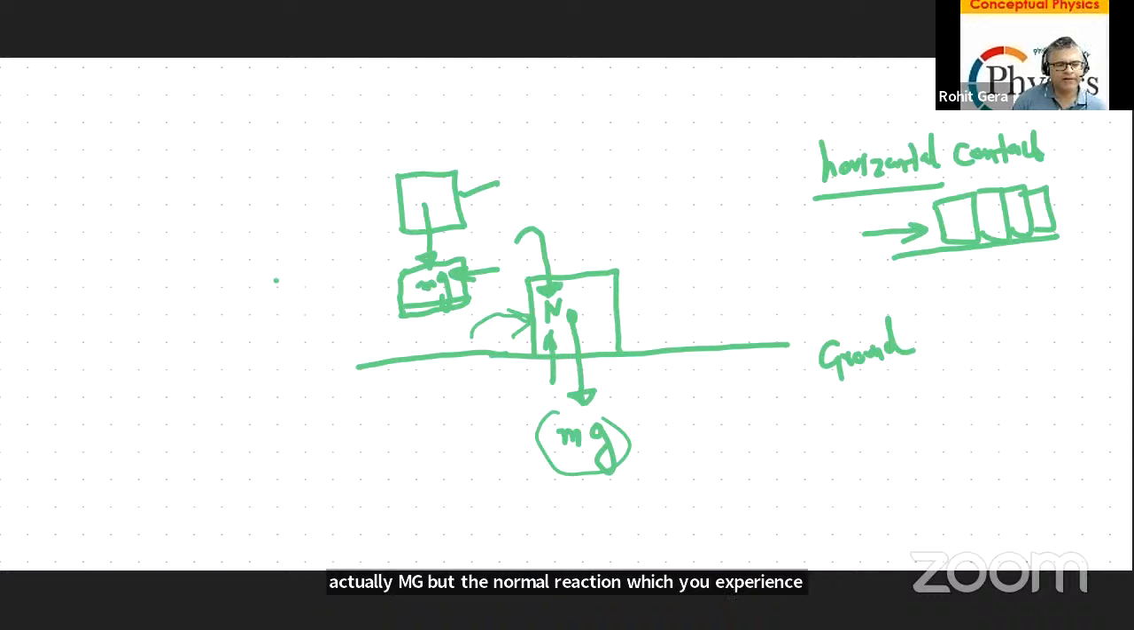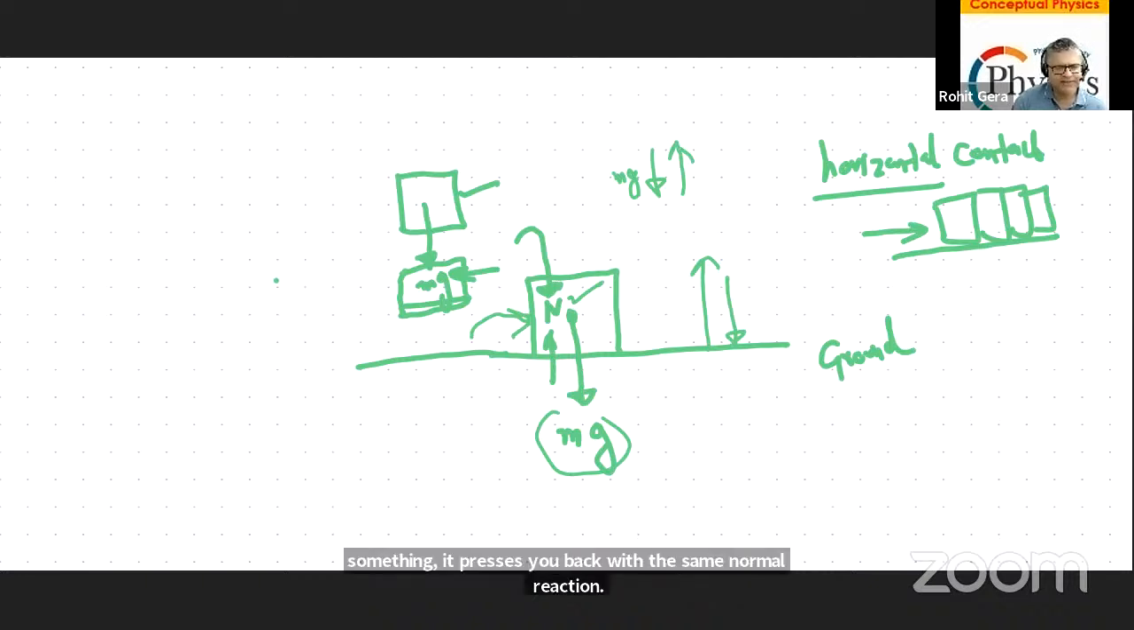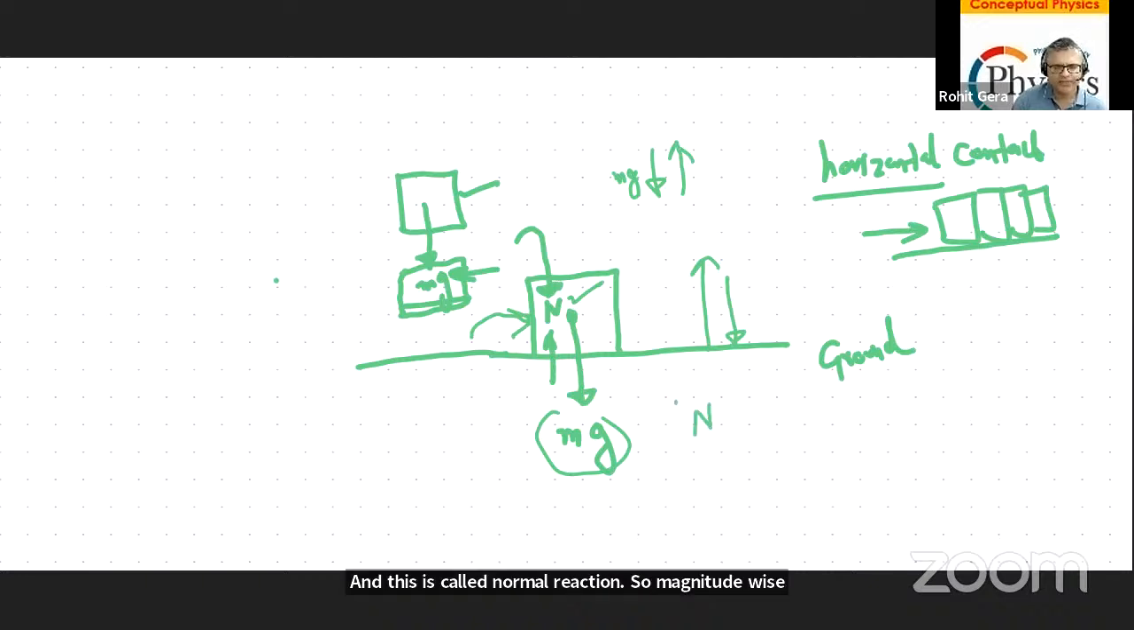This is also a pair. You press the earth, the earth presses you back. So when you say mg, actually it's wrong. It's not a weight. The weight is a normal reaction in vertical. But more importantly, if you press something, it presses you back with the same normal reaction. And this is called normal reaction. So magnitude wise, both are same, yes, but direction wise, both are not same.